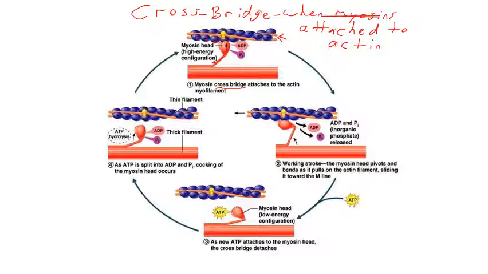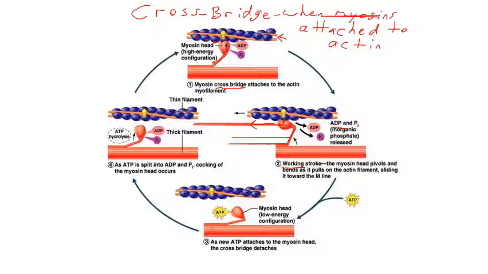Next thing, as soon as myosin attaches to actin, myosin ends up bending its head, and when it does this, it ends up pulling the thin filaments towards the direction of the bending. Okay, when this happens, ADP and a phosphate is released. So when the myosin pulls, this is called a working stroke, also known as a power stroke.